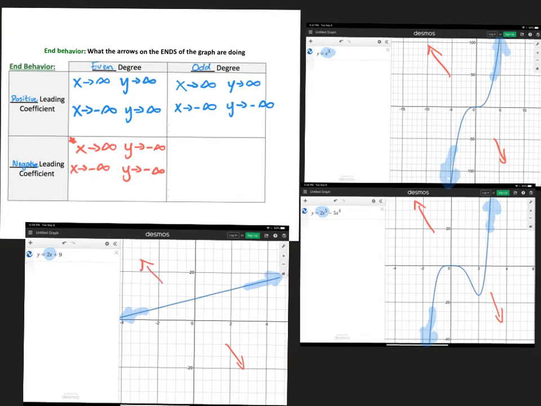So when the leading coefficient is negative, as x approaches positive infinity, our y's are going to go down to negative infinity, and as x approaches negative infinity, our y's are going to approach positive infinity. Again, just a reflection of what's happening on the positive side.